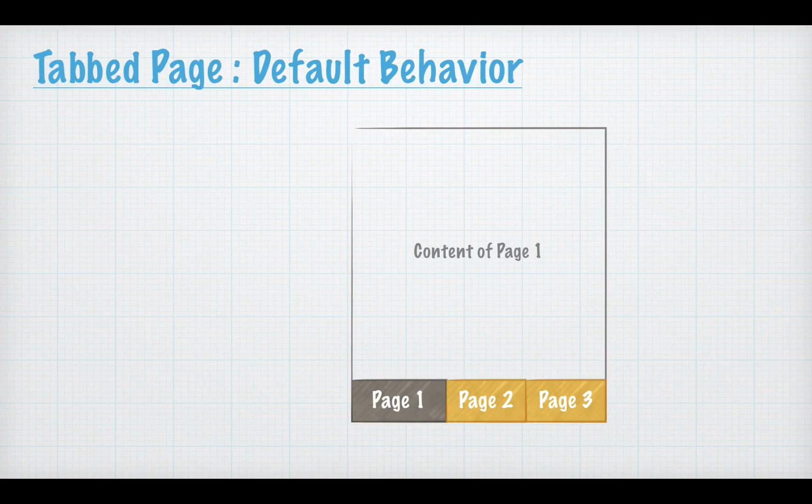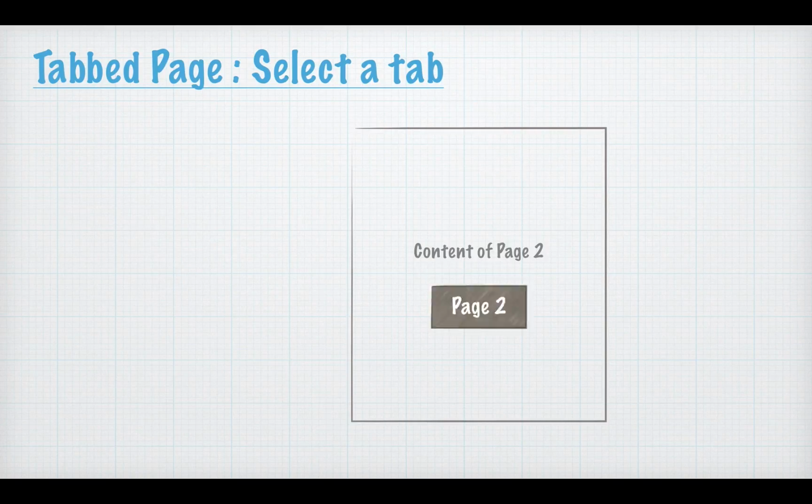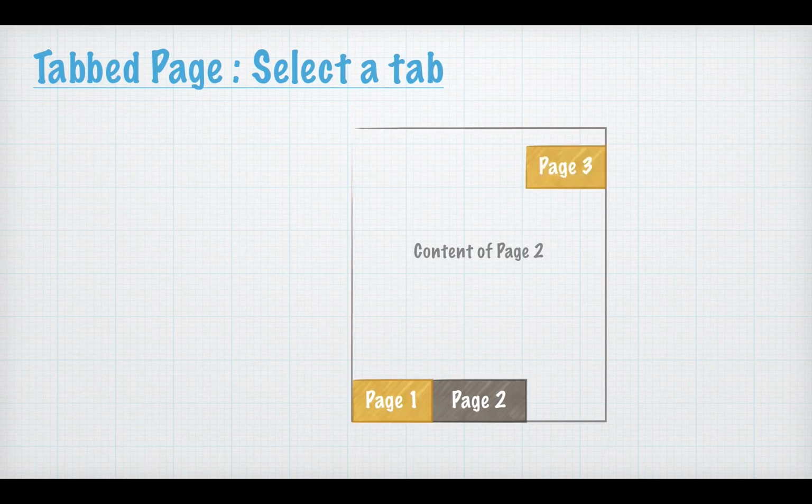If you want, you can change that also, but that is selected by default, and the content of that page is displayed in the detail area. And now if you select something else, suppose I select page 2, the content of page 2 will be displayed in the display area.